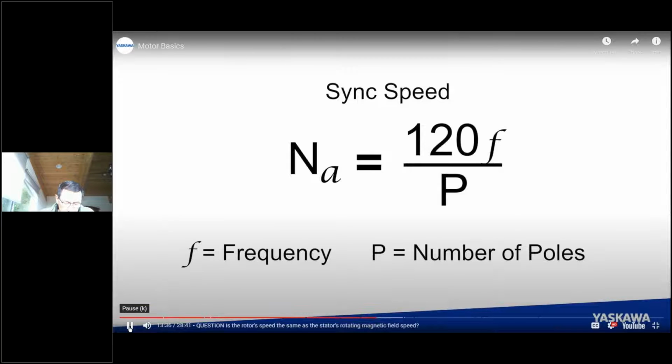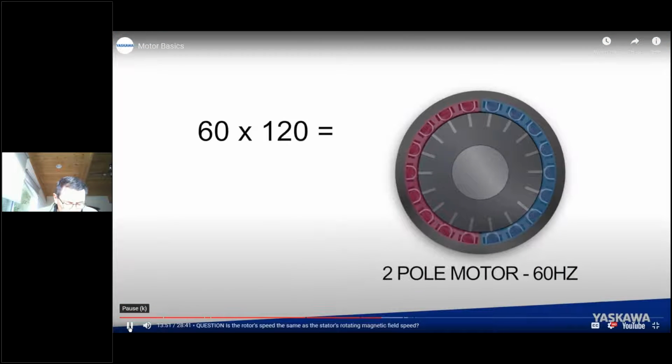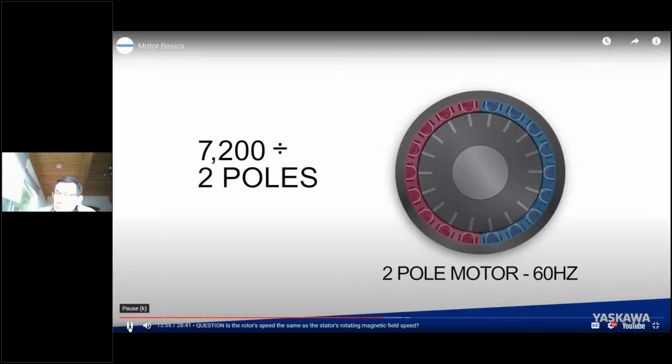Revolutions per minute equals F, which is the motor's supply frequency in hertz, times 120 divided by the number of poles. So, say you have a 2-pole motor powered at 60 hertz. 60 times 120 equals 7,200. 7,200 divided by the number of poles, in this case 2, shows us that the stator's magnetic field will rotate at 3,600 revolutions per minute.